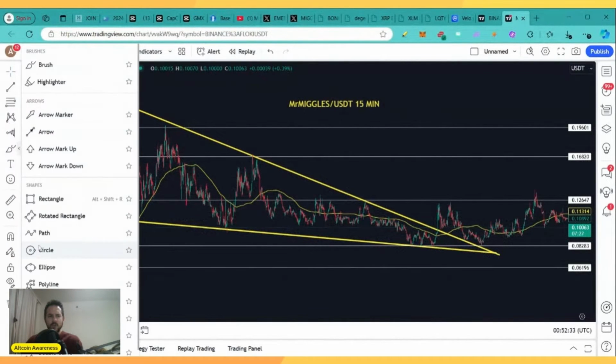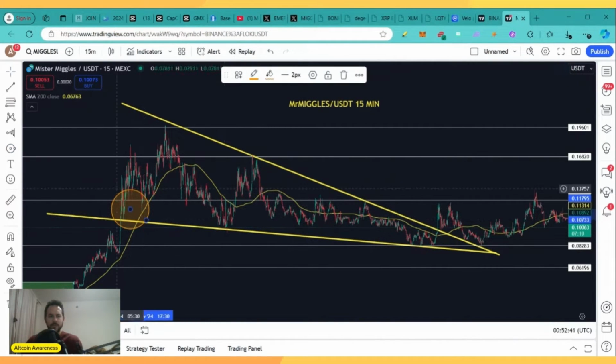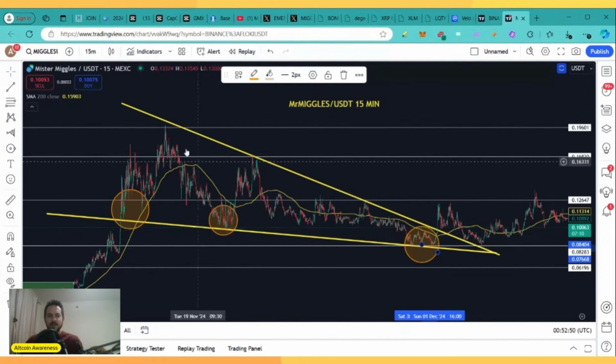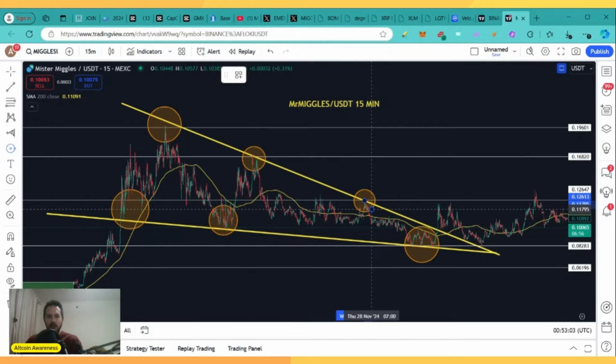So we have this lower descending yellow trend line that had been acting as support. As you see, we had a nice bounce here, another bounce, a few bounces here. And also we had this descending yellow trend line that had been acting as a resistance. We had a rejection here right at the all-time high, another rejection, and we finally broke out of this triangle pattern. So we broke the downtrend.